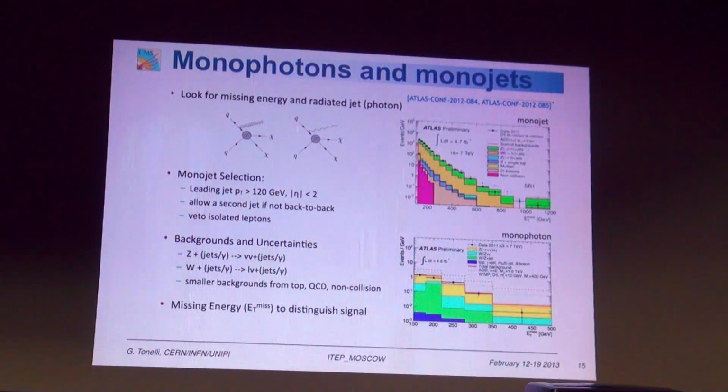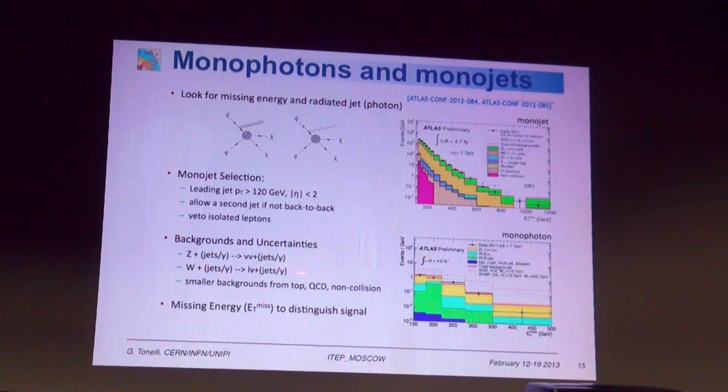There is nothing but a jet and a photon. So basically, you look for monophoton and monojet, nothing else, because you have a large fraction of energy there. The basic selection is to have a leading jet or a leading photon and nothing else but a huge missing ET. You see the distribution of missing ET reaches 1,200 GeV.